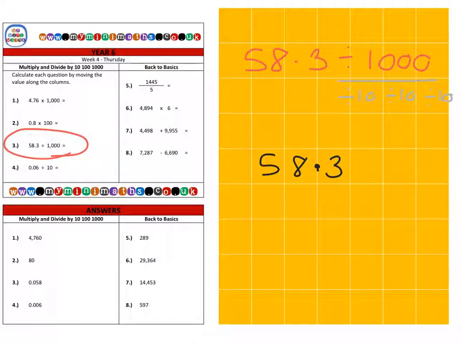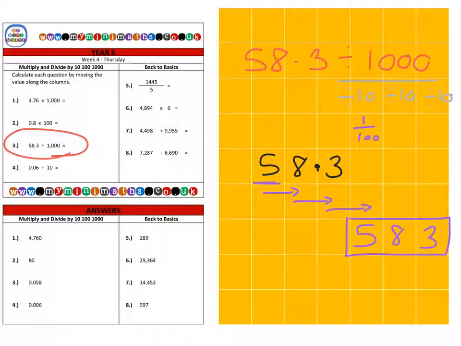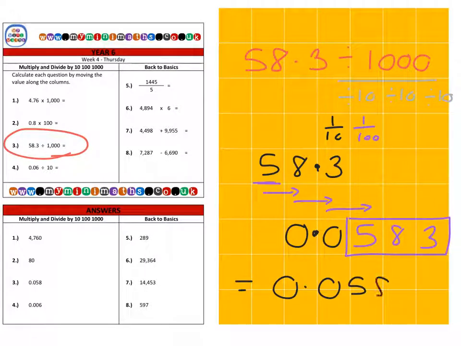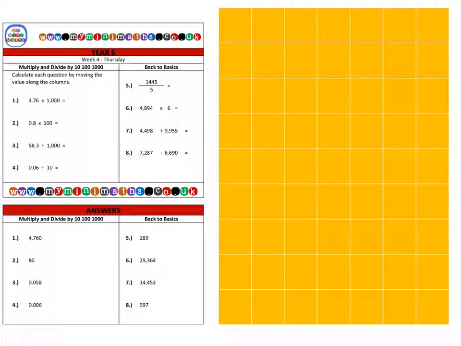58.3 and then we move it 3 spaces smaller, so we can take any of the digits, it doesn't matter. Let's take the 5 and we'll move it 1 space, 2 spaces, 3 spaces. So our 5 finishes in the hundredths column and everything else follows it. Don't forget these digits stick together, and then we have a gap in the tenths here. Decimal point always lines up, and then we have 0 units as well for a final answer of 0.0583.